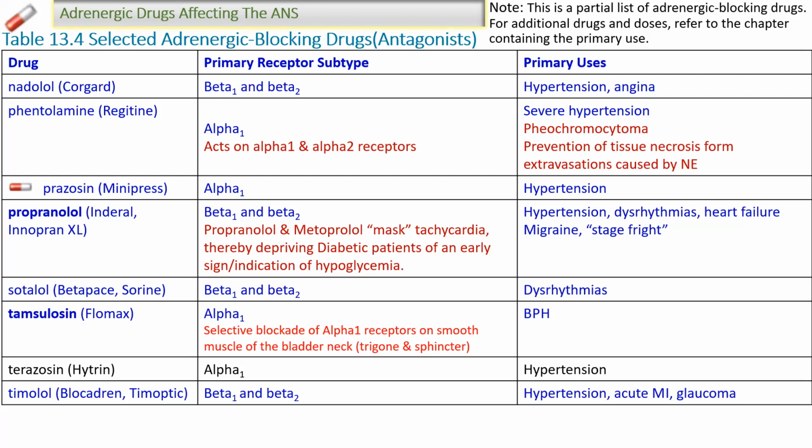The second generation are the cardioselective beta blockers. They block the beta-1 receptors, like metoprolol, Lopressor. The third generation are the vasodilating beta blockers. They block alpha-1, beta-1, and beta-2, like carvedilol. And these three medications can be found in the previous slides or previous table.